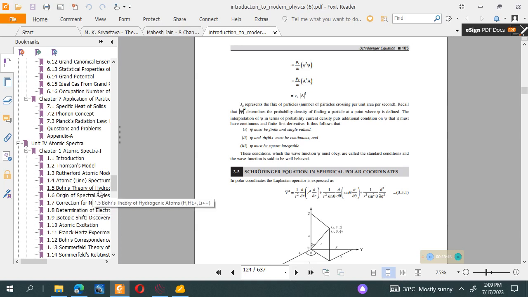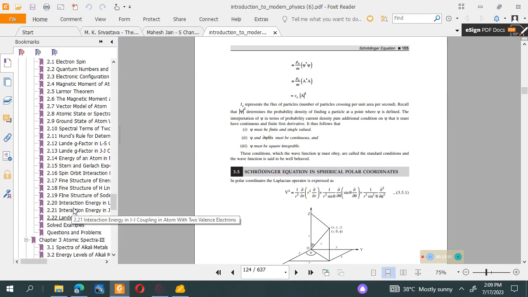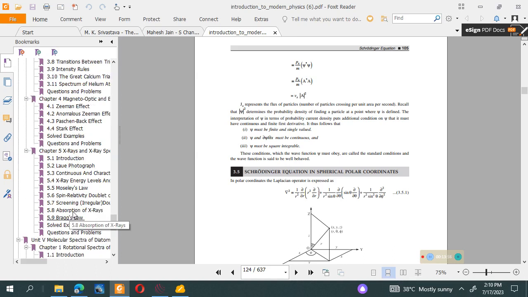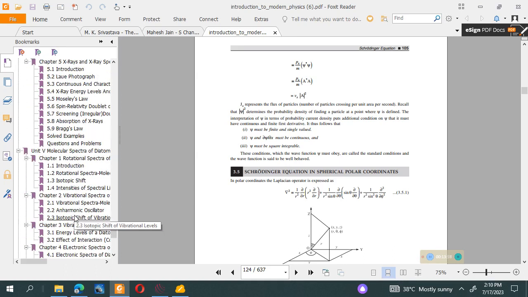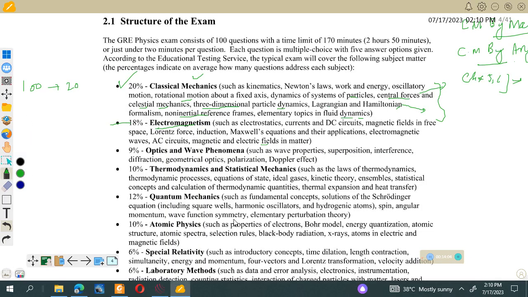Similarly, you can see the Bohr atomic theory, atomic excitation, Franck-Hertz experiment, and Hund's rules, fine spectra, Zeeman effect, X-ray production, spin, screening. These are the topics of atomic and molecular physics, and I will recommend that for this you should consult Concepts of Modern Physics by Arthur Beiser for atomic physics.